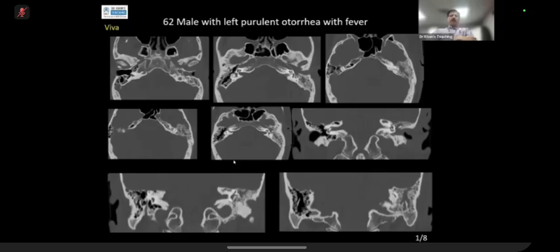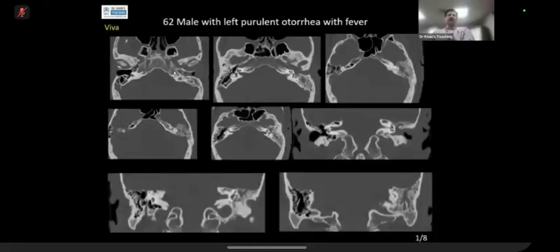So this is the last case of the day, and maybe you already know the diagnosis, but because we are doing petrous apex, I am showing you a scan of a male patient who presented with purulent otorrhea with fever. We can see a lot of inflammation, opacification of the mastoid cells and the middle ear cavity, etc. And this is the petrous apex.